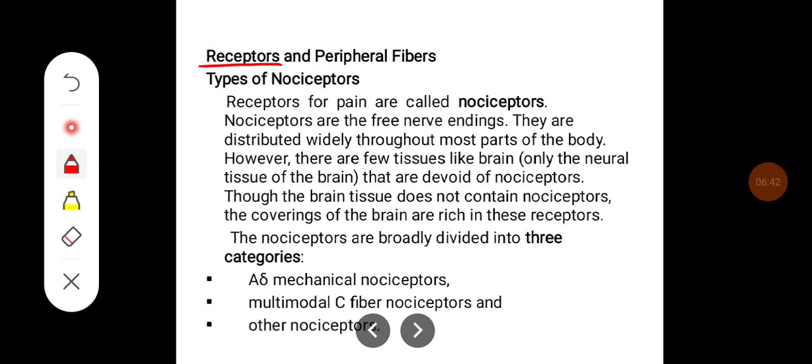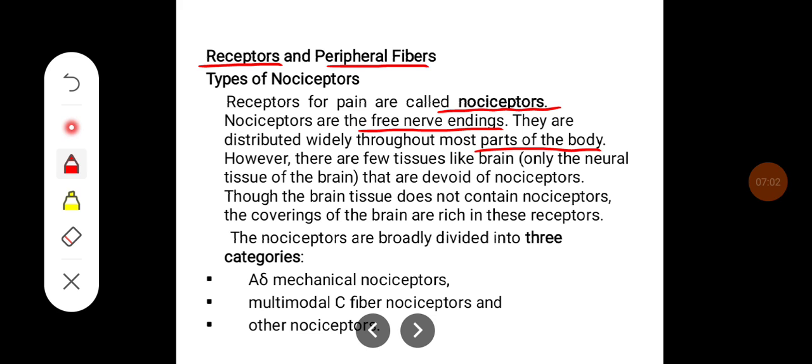The receptors for pain and the peripheral fibers. There are different types of nociceptors. The receptors for pain are called nociceptors. Nociceptors are mainly free nerve endings. They are distributed widely throughout most parts of the body.